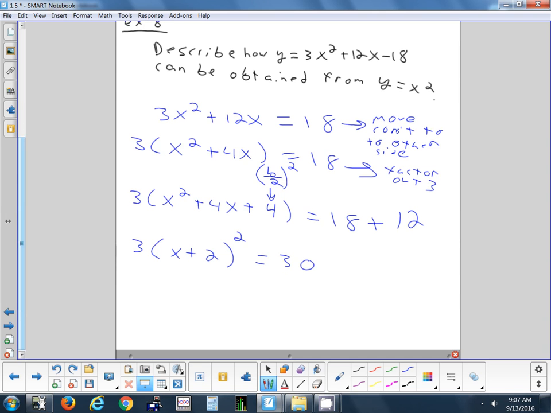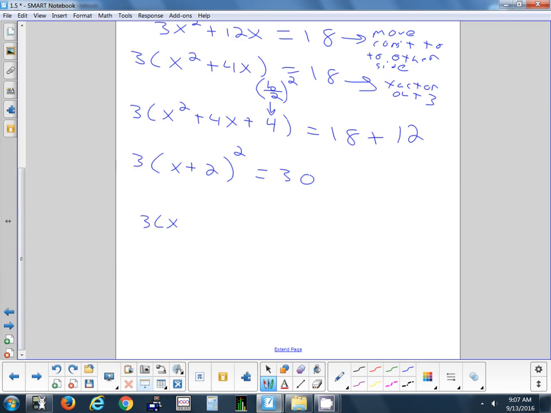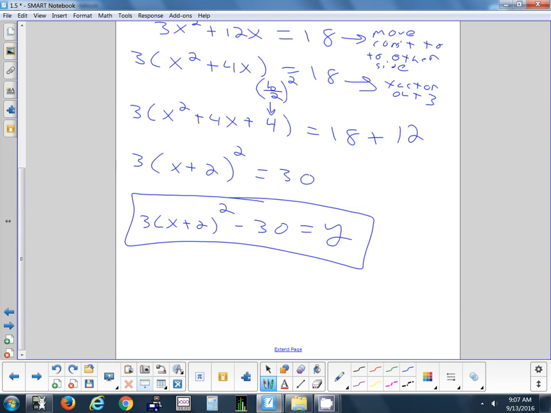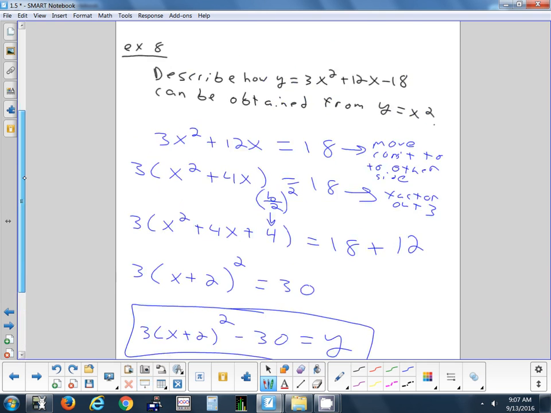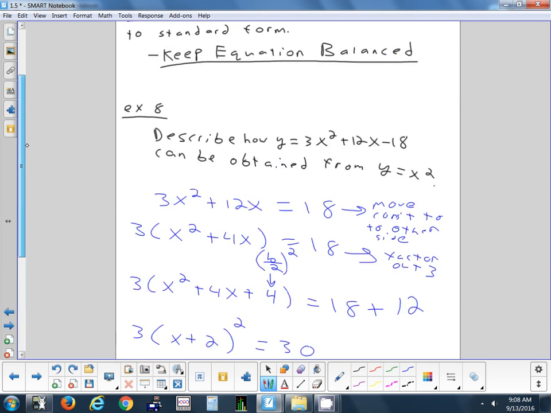All right, so I'm just going to finish it up by rewriting it a little nicer. It's 3 times (x plus 2) squared minus 30 equals y. Now you could graph what's in the box and graph the original problem, and they should be exactly the same thing.